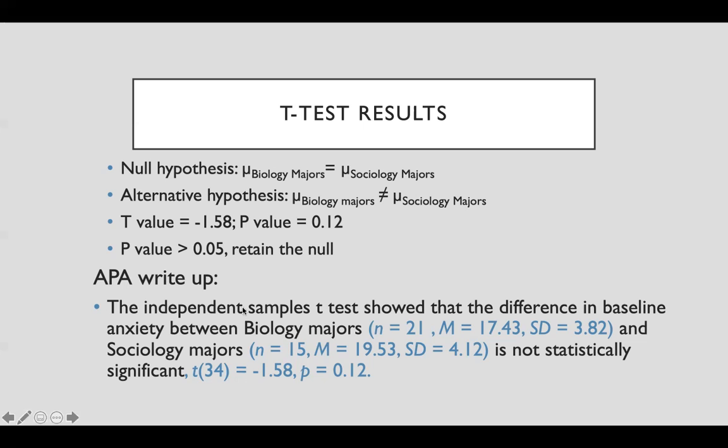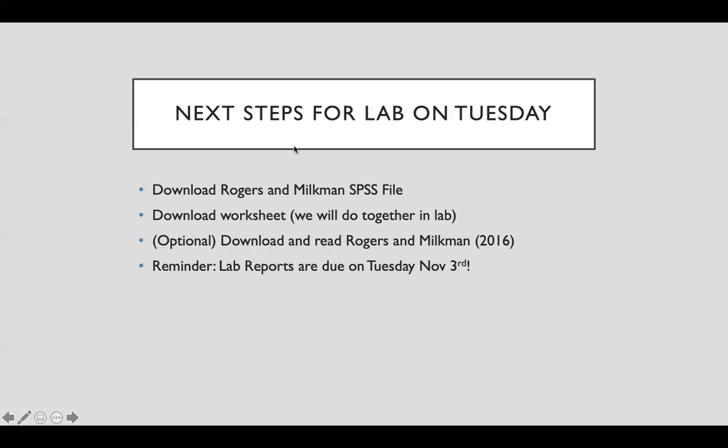So when you write it up, again, you say what the test is, you say why you're doing the test, you put your descriptives in parentheses, and then you write the values of the test after you say whether it was significant or not. We've gone over this a whole bunch. I'm sure you're all pros by now. And that's it. Pretty short recording this week.